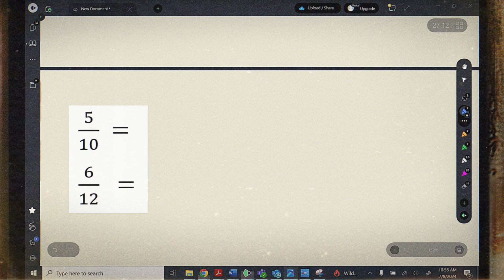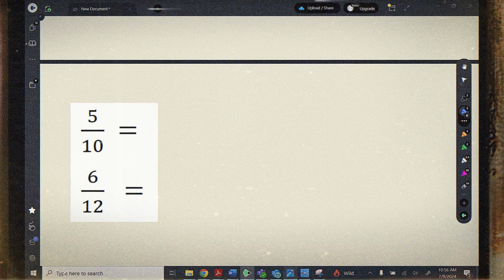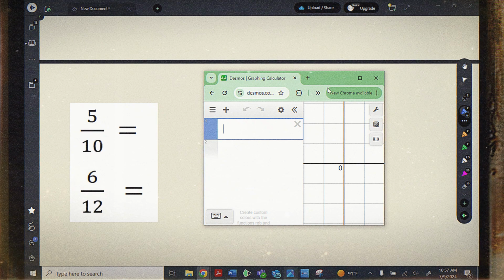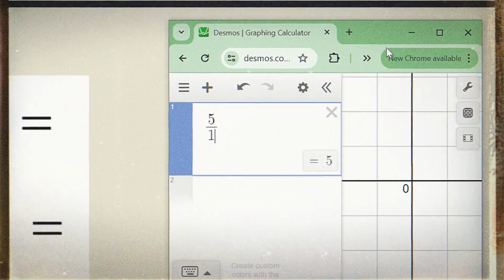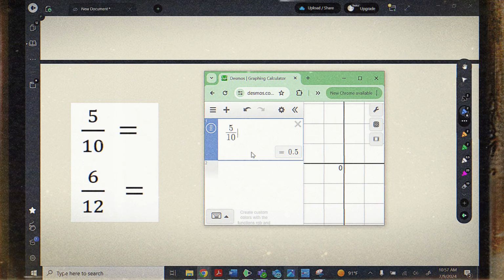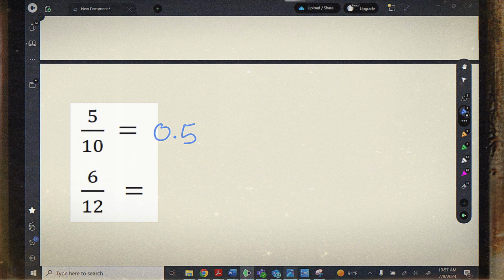So we've got 5 over 10. Now 5 divided by 10, I know right away my answer is not going to be a whole number. Anytime you have a numerator that's smaller than the denominator, that means the answer is less than 1. So this is going to be a number less than 1. It's going to be a decimal. Now you might know the value of this without plugging it into a calculator, but we'll just check these on a calculator. By the way, I'm using Desmos.com as my calculator. So if I do 5 divided by 10, it gives me the answer right here, 0.5. So this is equal to 0.5.